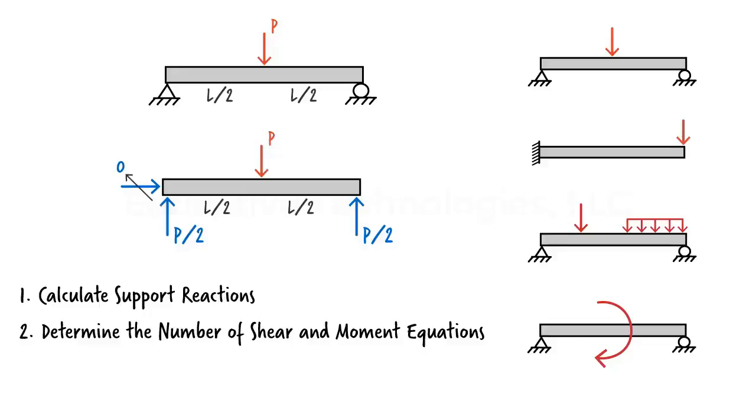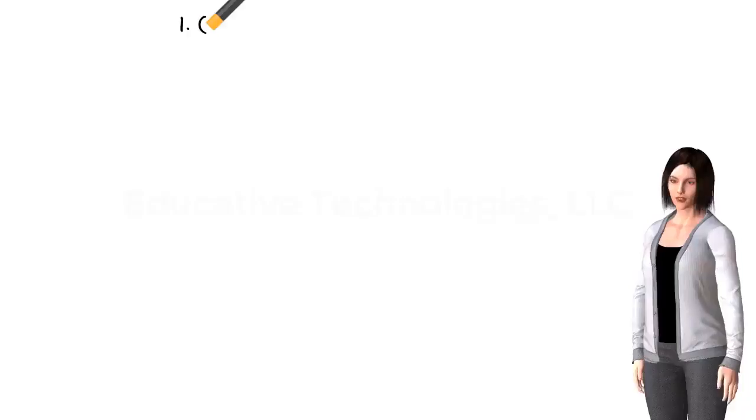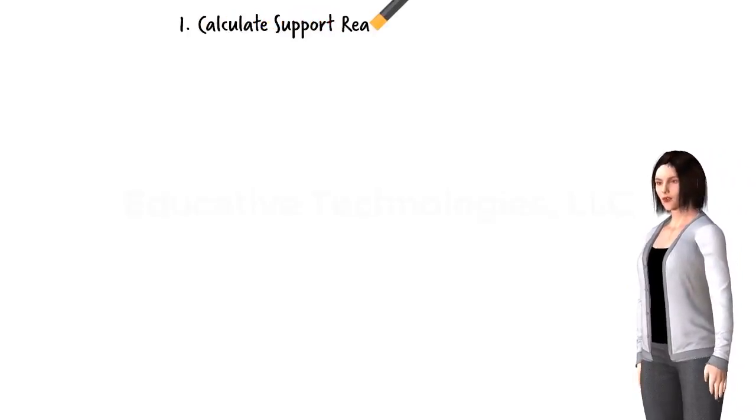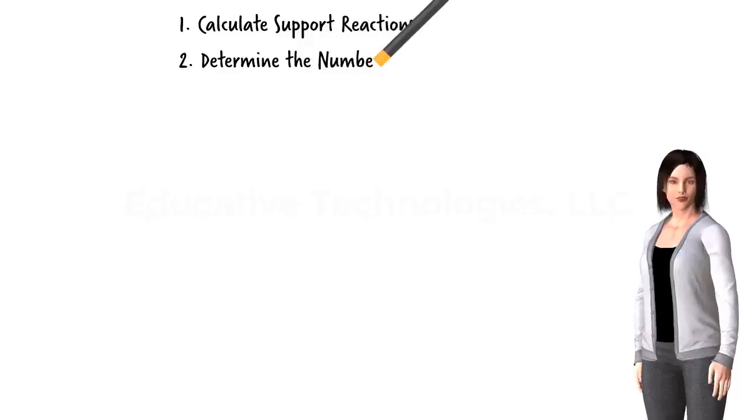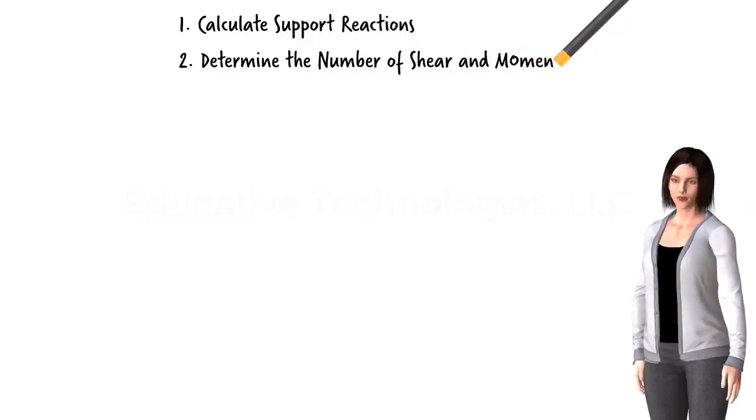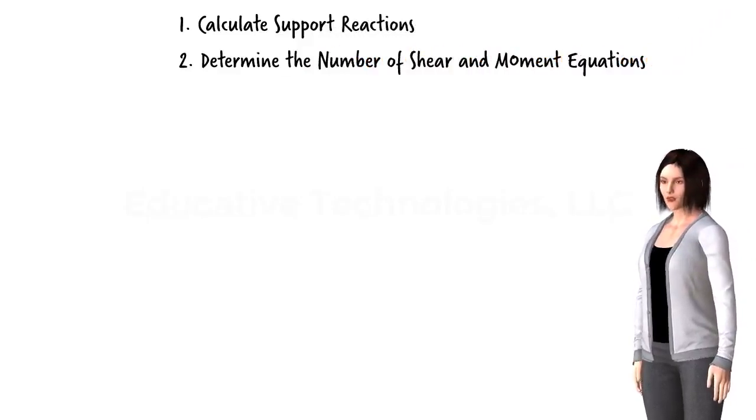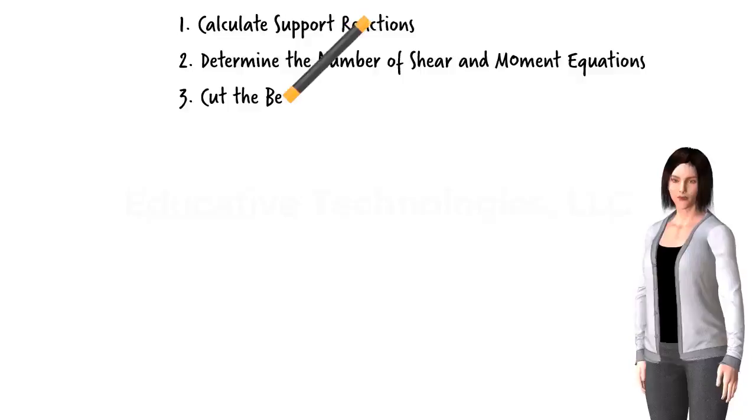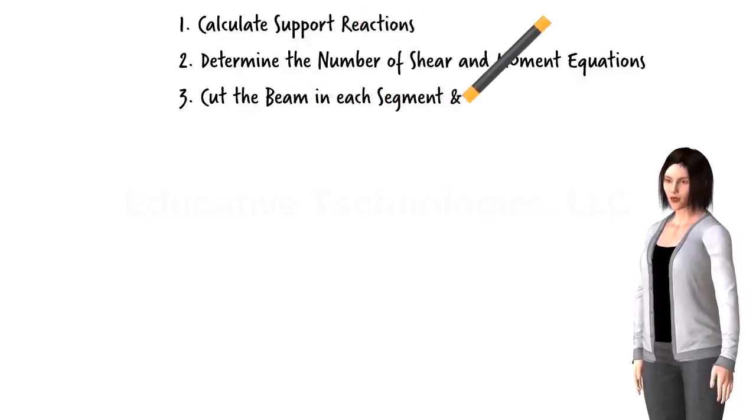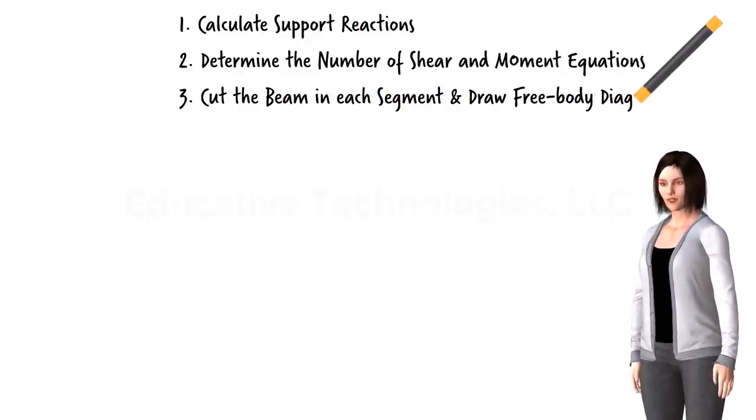So let's summarize what we have so far. To write shear and moment equations, first, we calculate the beam's support reactions. Second, we determine the number of segments that the beam needs to be divided into for the purpose of formulating shear and moment equations. Now let's talk about the third step. In this step, we are going to cut the beam in each of the identified segments at some distance, say x, from the left end of the beam.